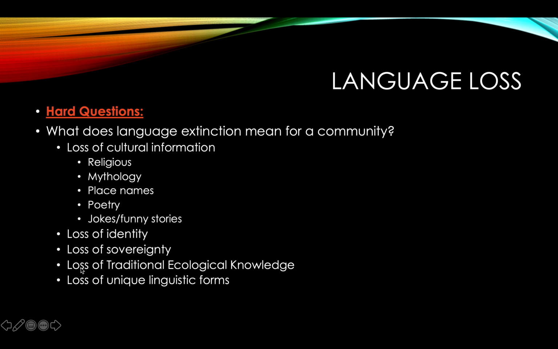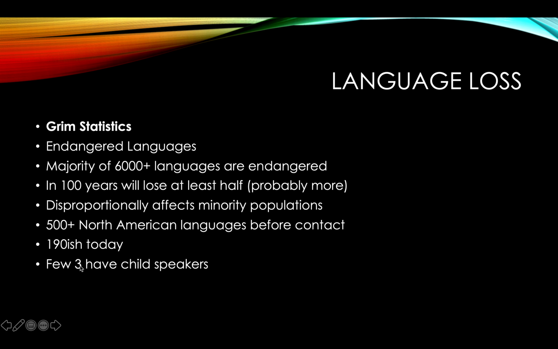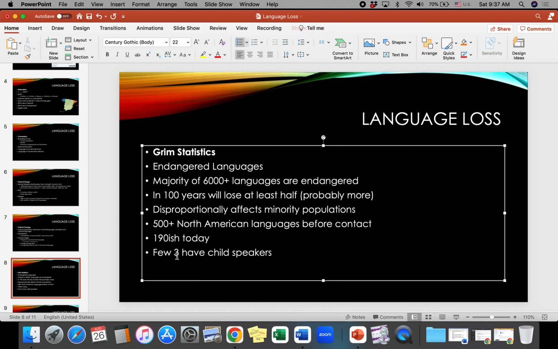I don't know why this 3 is on here. I apologize. It's supposed to just say few have child speakers. Don't be confused. Three languages do not have child speakers is not what it means. Very few languages in North America have child speakers. And that means that intergenerational transmission has been interrupted to the point where it's not working. There is not a new generation learning the language. I'm going to fix this right now. I edited this from last year and I obviously didn't do a good job.